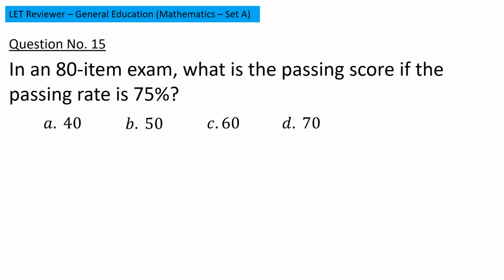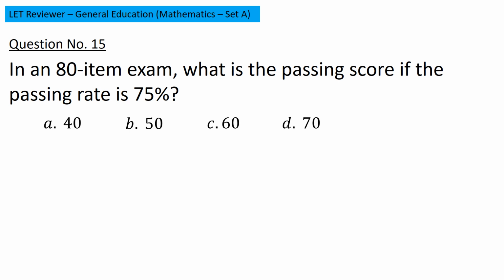And now we're down to our last question. This is question number 15. In an 80-item exam, what is the passing score if the passing rate is 75%? A 40, B 50, C 60, or D 70?